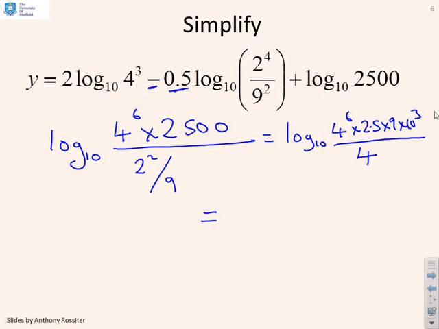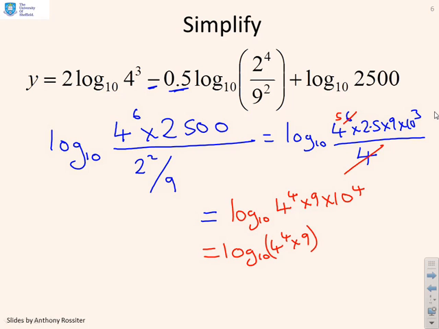You may or may not see it straight away. I can cancel that 4, get rid of that 6 and make it a 5. I can then combine one of the 4's with the 2.5 to make another 10. So I'm going to end up with log 10 of 4 to the 4 times 9 times 10 to the 4, and that's going to give me log 10 of 4 to the 4 times 9, which I'm not going to bother multiplying, plus 4, because log 10 of 10 to the 4 is 4.